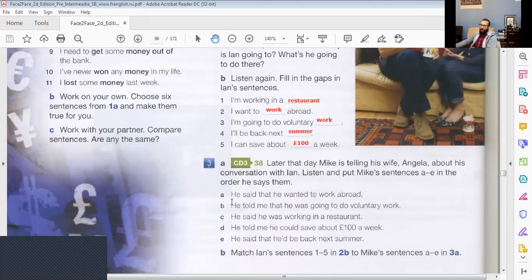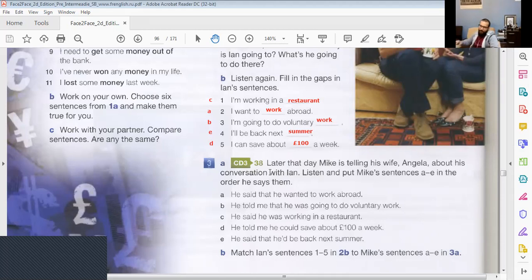Okay. So, for example, A, he said that he wanted to work abroad. Which one is this? C. He said he was working in a restaurant. Okay, so you're starting from number 1, C. And number 2, I want to work abroad. A. Okay, number 3, B. Okay, 4, A. And this is D.